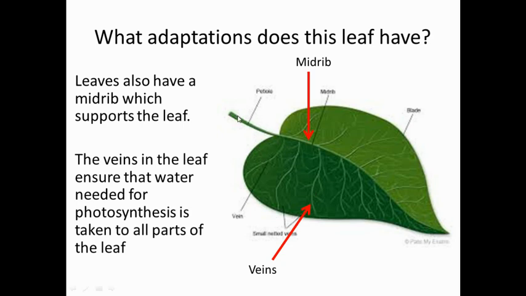So the midrib, this bit in the middle, is the firm bit if you feel a leaf, and that's what's supporting the leaf, keeping it open and keeping it flat, okay? But the veins, these are more flexible, and their job is to ensure that all of the leaf is getting water, okay? Just like we've got veins to get blood around our bodies, the leaf has veins to get water around the plant, okay?